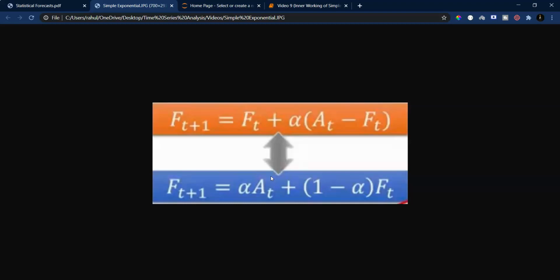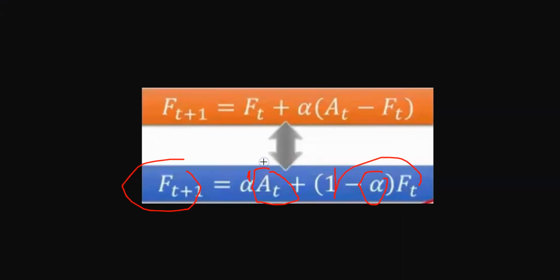Okay, and one more thing I want all of you to notice is that if I put alpha equal to 1, then this term will become 0, and the next forecasted value will only reduce to the previous value. So for every next forecasted value, I am predicting that value as the previous actual value. So I hope you get the idea.